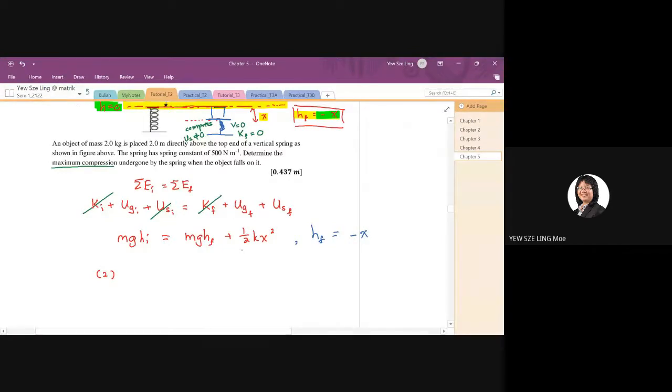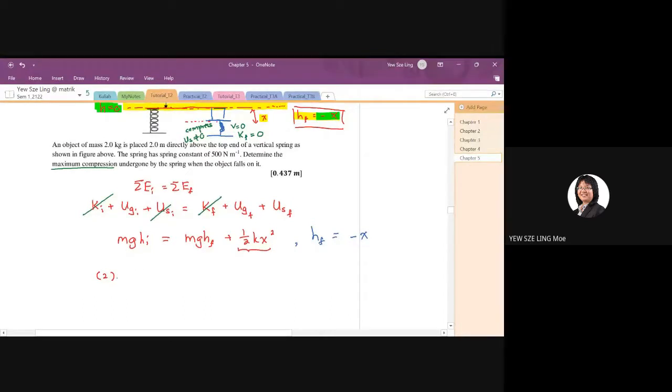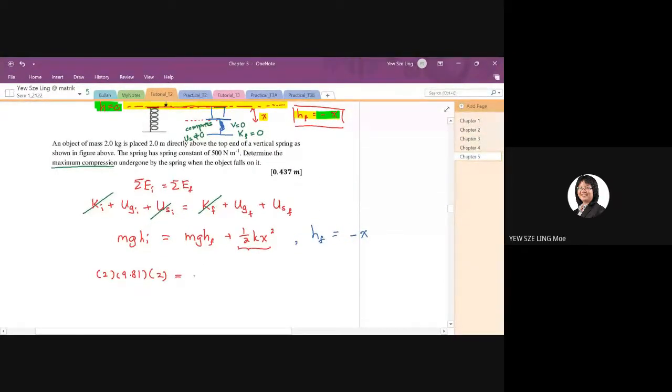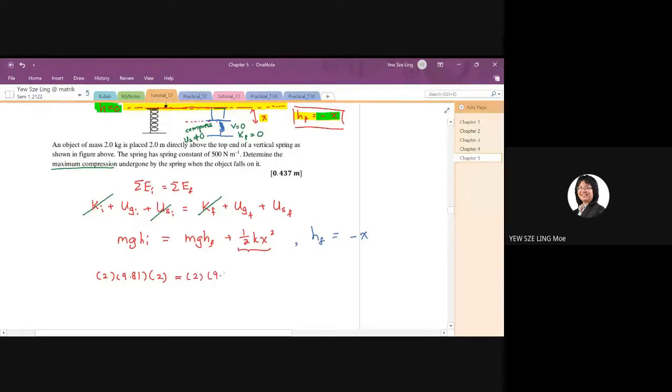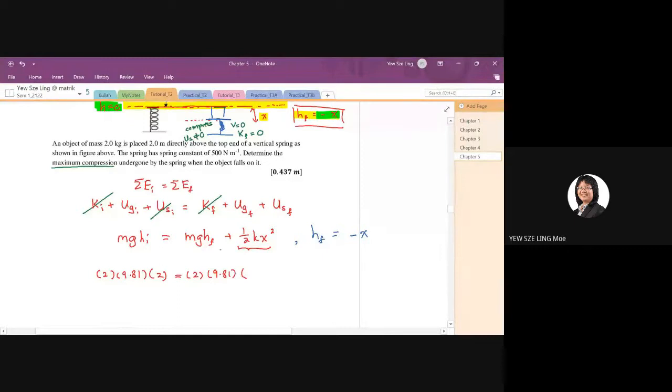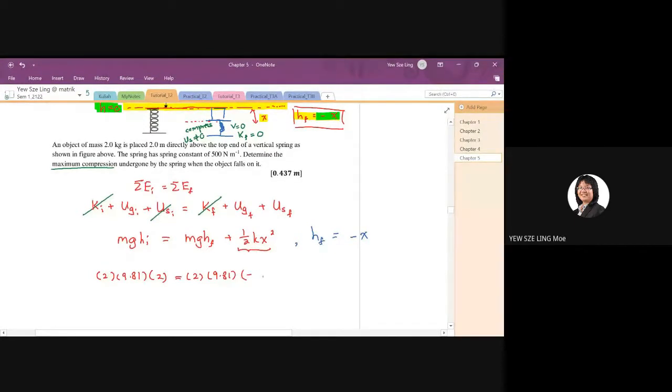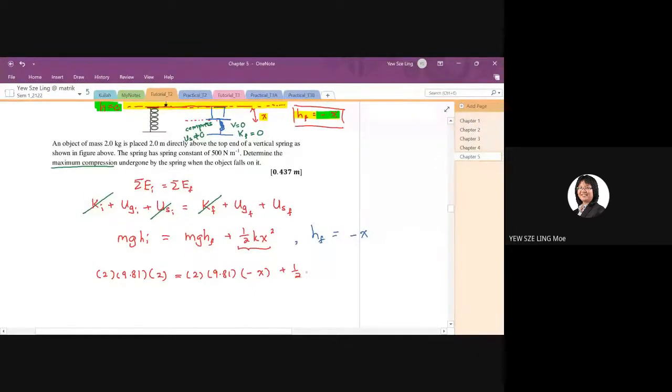Because your elastic potential energy doesn't have m, you cannot just cancel it out. So you need to substitute the value. So 2 times 9.81 times initial height, which is 2, equals to, now I have m, which is 2, 9.81, but now the h I'm going to substitute as negative x, right? Plus 1 over 2, spring constant given 500, and then x squared.